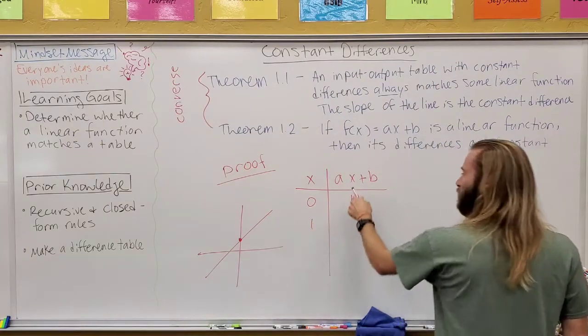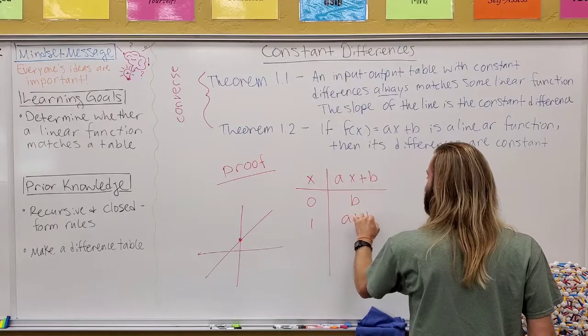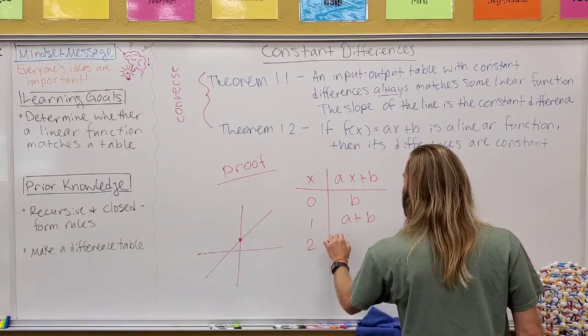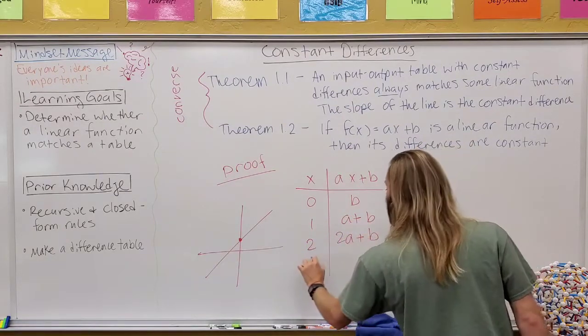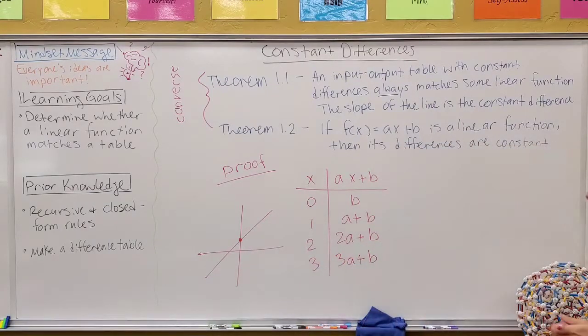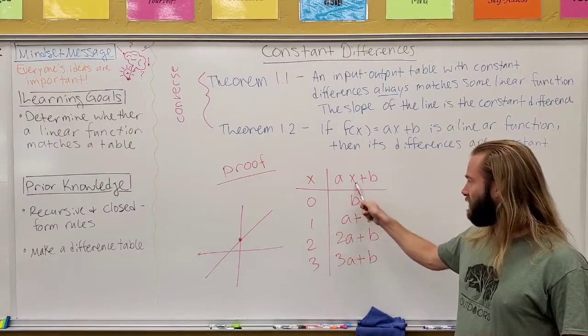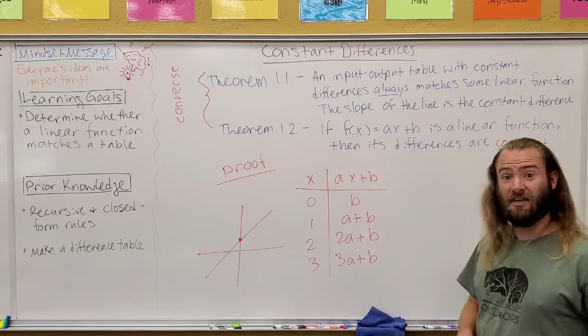And when x is 1, it's a times 1 plus b, so it's just a plus b. And then when it's 2, it's 2a plus b. And when we get 3, it's 3a plus b. So again, all I really did was plug in these various numbers for x here, and then the output I get looks like this.